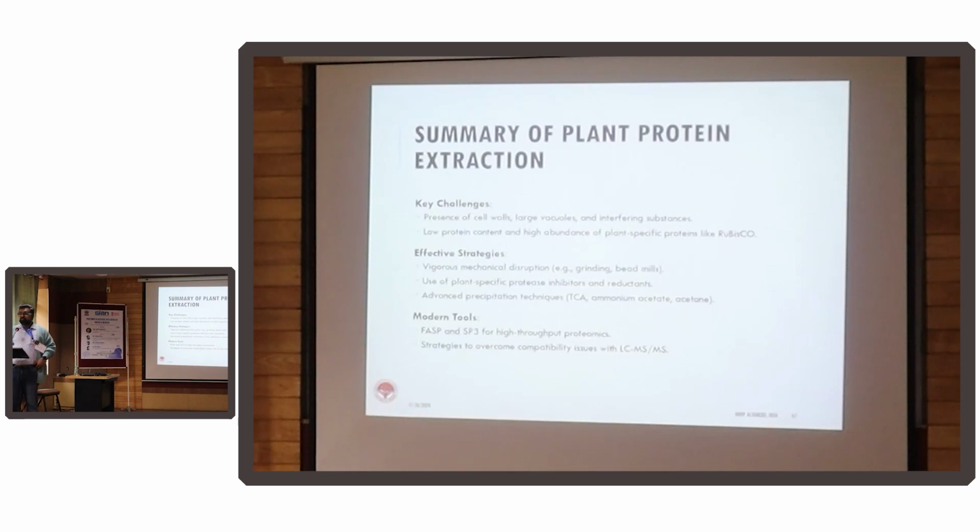So what are the challenges? Just a small recap. First is cell wall, large vacuole, interfering substances. Next, low protein, so you don't have too much protein to work with, and sometimes you have too much of one protein, that is rubisco. Effective strategies can be bead milling, plant-specific protease inhibitors, and advanced precipitation techniques like TCA, ammonium acetate, acetone. You can also use SP3 and FASP, and also use those magnetic beads to separate out your protein.